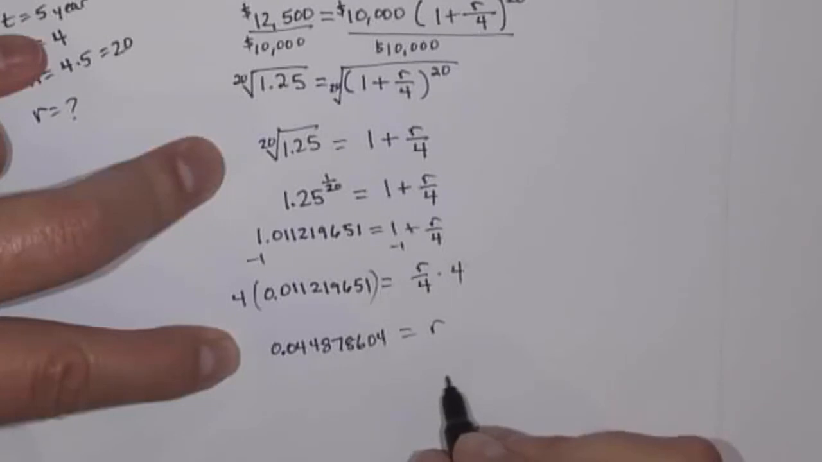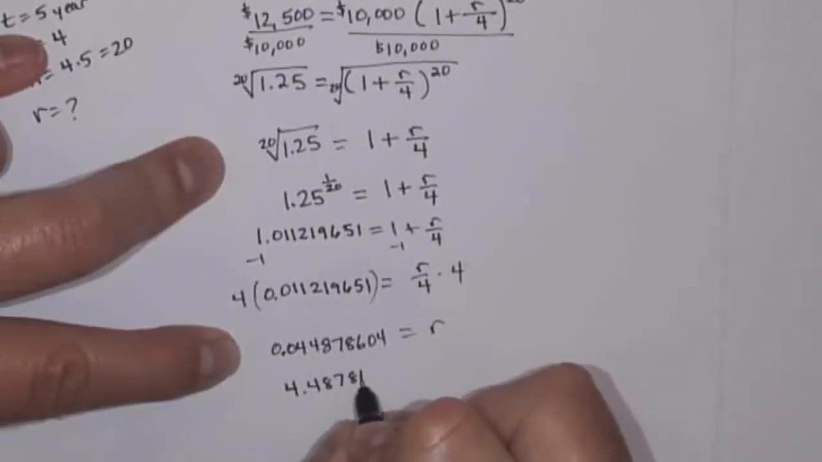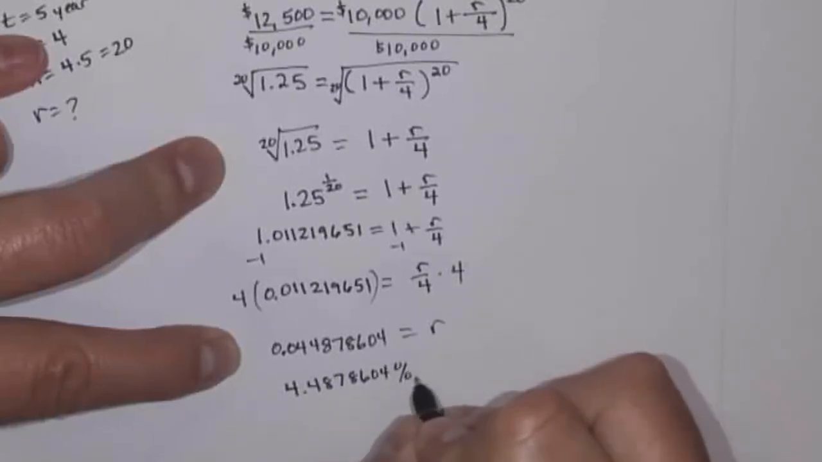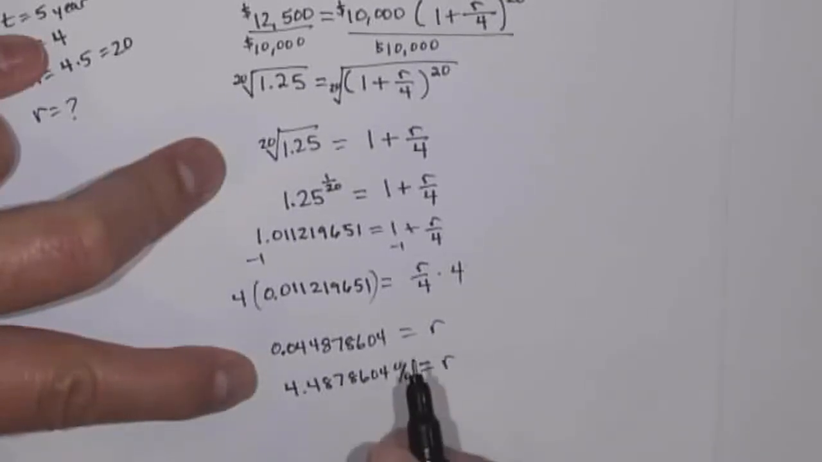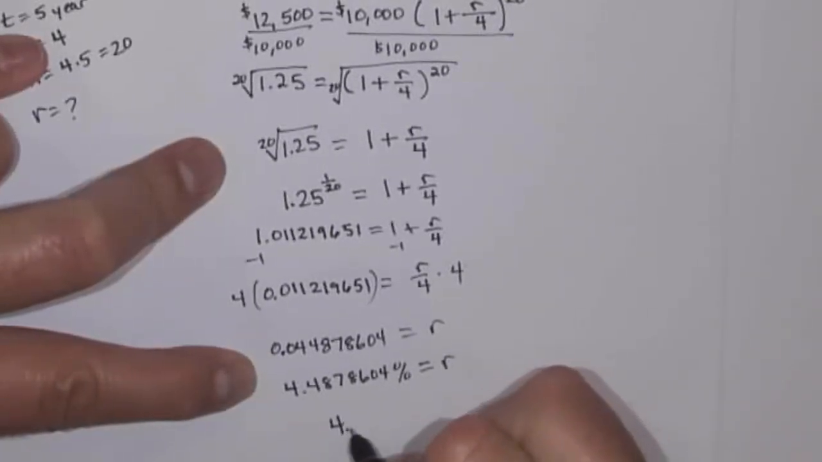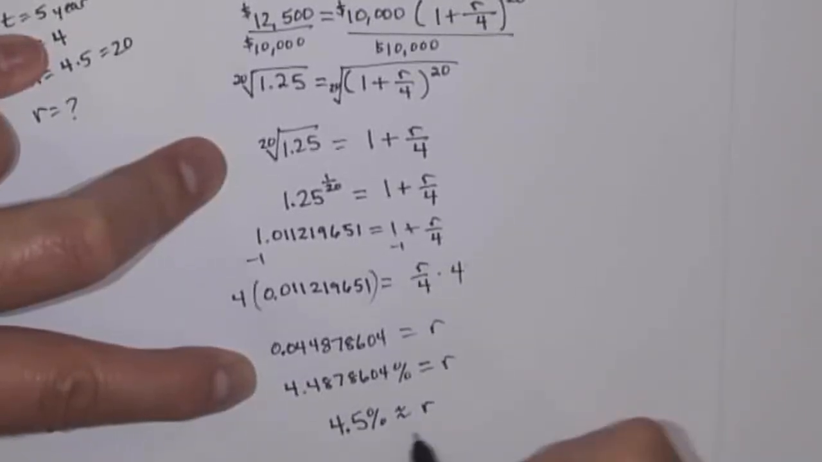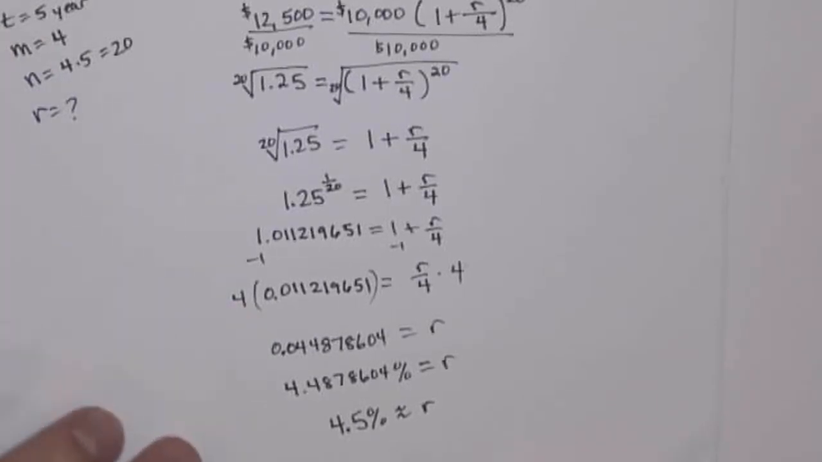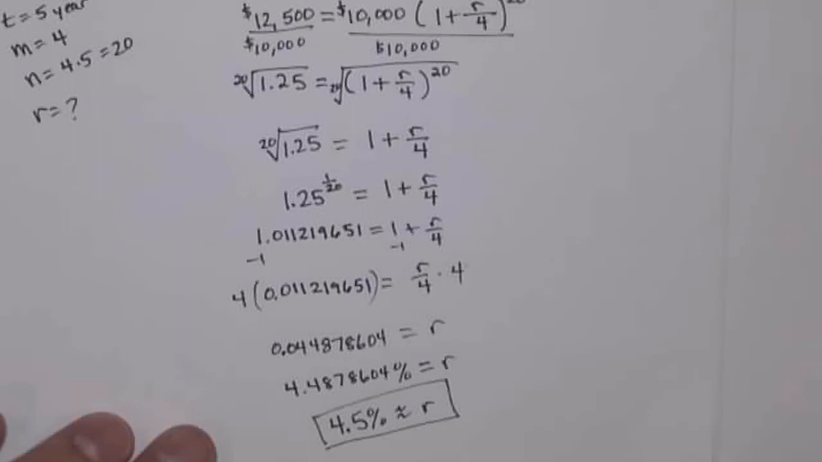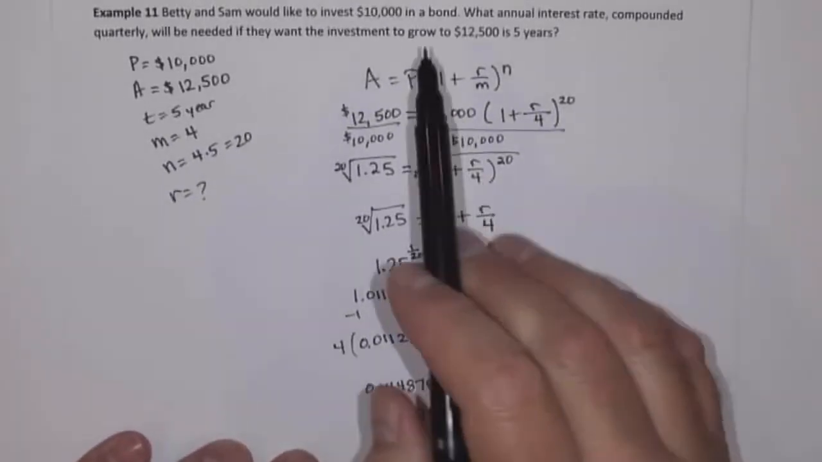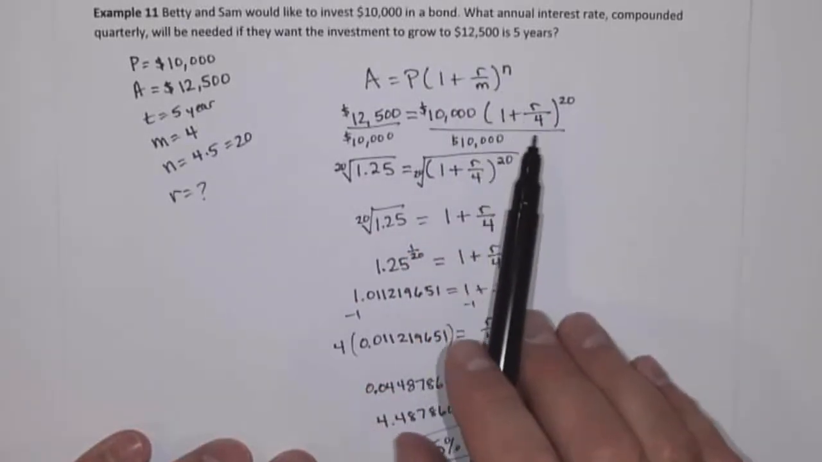Generally, we should write that as a percent. So that would be 4.487864% would be the interest rate, and typically we're going to round that probably like to the tenths place. So that would be like about 4.5%. Again, we don't want to round until our final answer, but then we'll round to whatever place we need to round to. So Sam and Betty's going to need to have an interest rate of about 4.5% in order for their $10,000 to grow to be $12,500 in 5 years.